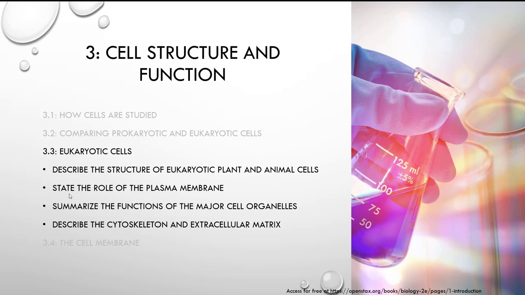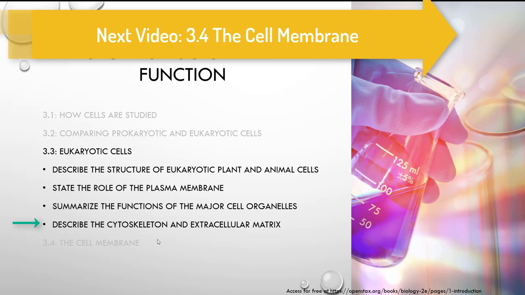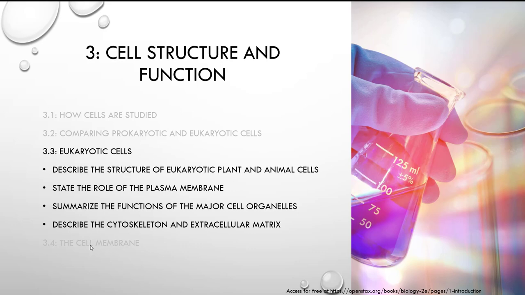So we are done with 3.3, eukaryotic cells. By now you should be able to describe the structure of plant and animal cells. So again, that's why I had you draw the different organelles. You should be able to state the role of the plasma membrane. You should be able to summarize the function of the major cell organelles, as well as describe the cytoplasm and extracellular matrix. Okay. So our final video for this unit, we're going to specifically focus on the cell membrane. So if you didn't get that role of the plasma membrane, don't worry, because we're going to go into detail in 3.4.